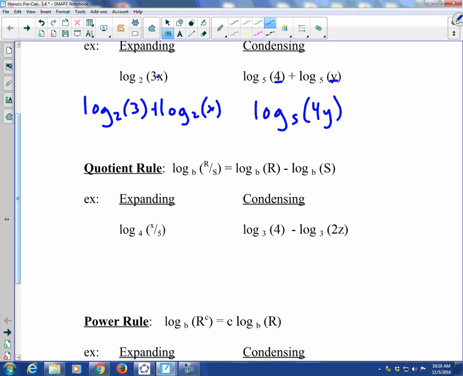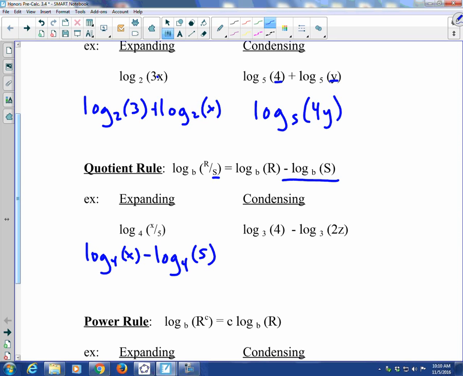And right here, the thing we want to note is that the thing we're dividing by is expanding out into a negative logarithm, right? So right here, if we have log base 4 of x divided by 5, we can say that this division is going to expand out into a subtraction of two log base 4s, log base 4 of x, and then minus log base 4 of what we're dividing by, 5. Obviously this rule works in reverse as well.